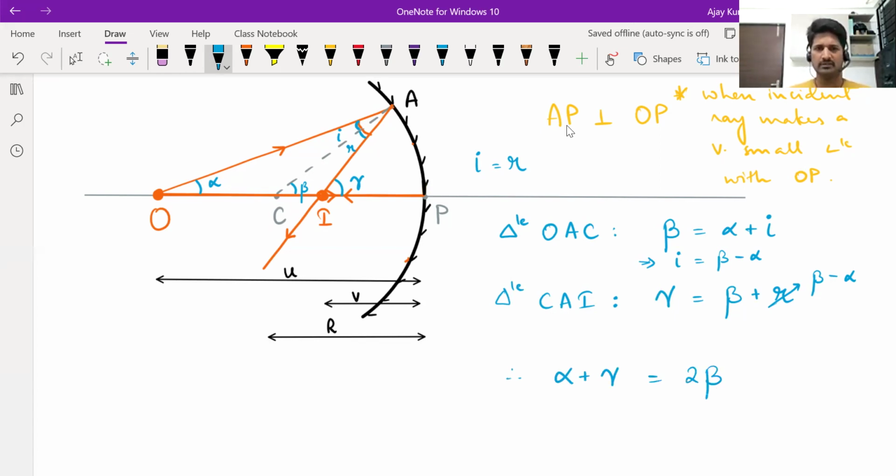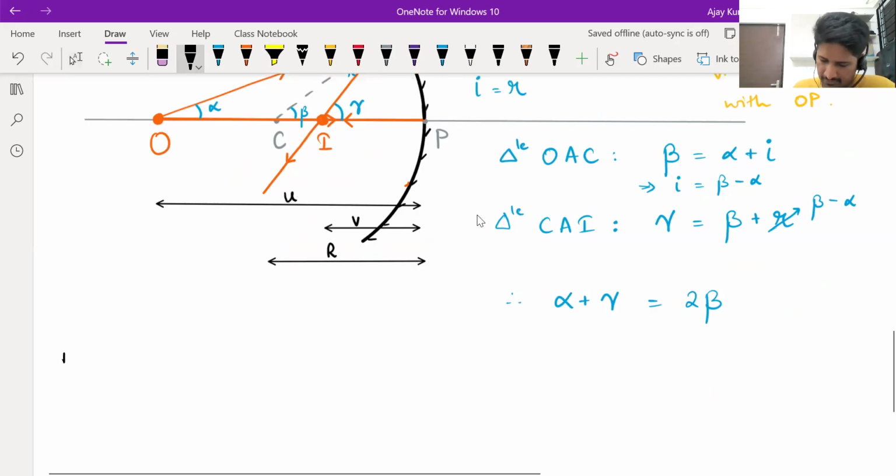That's the relation between the angles that you see in the diagram. We still have not made use of the property that AP is perpendicular to OP, and we still didn't assume A is very close to P. So generally, from the properties of triangles, this is valid: alpha plus gamma is 2 beta.